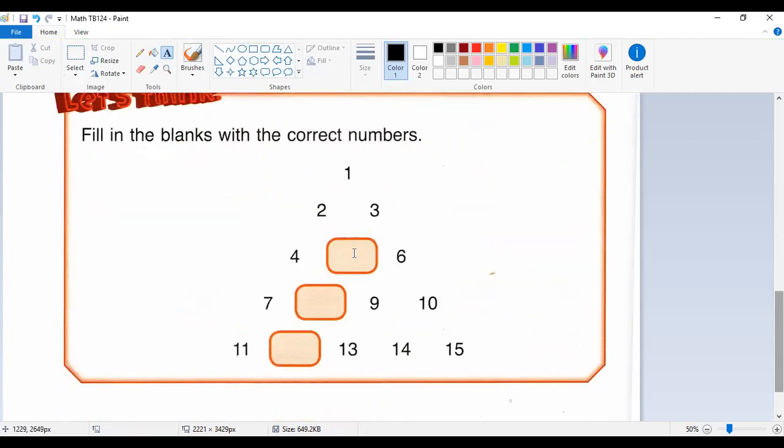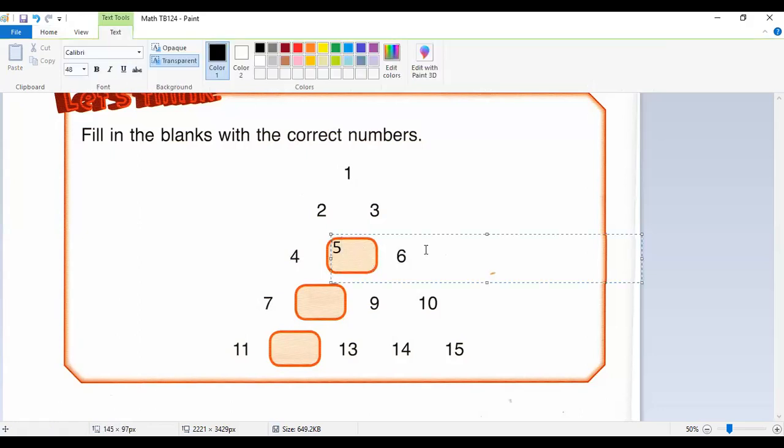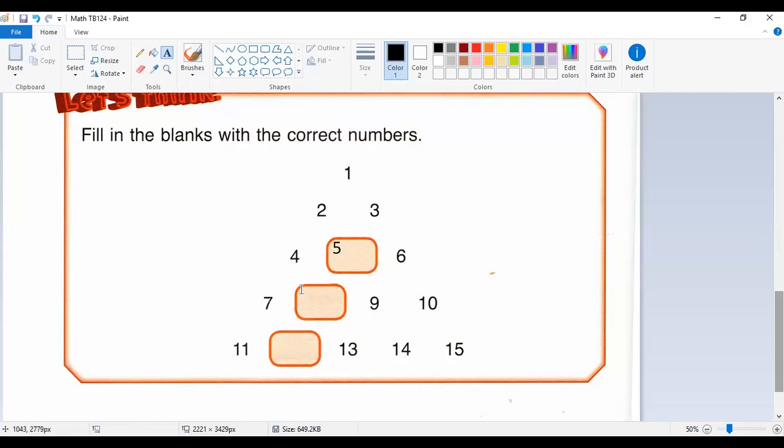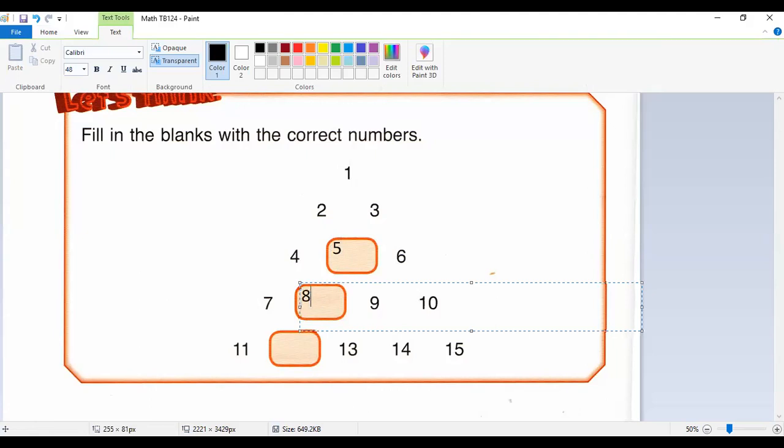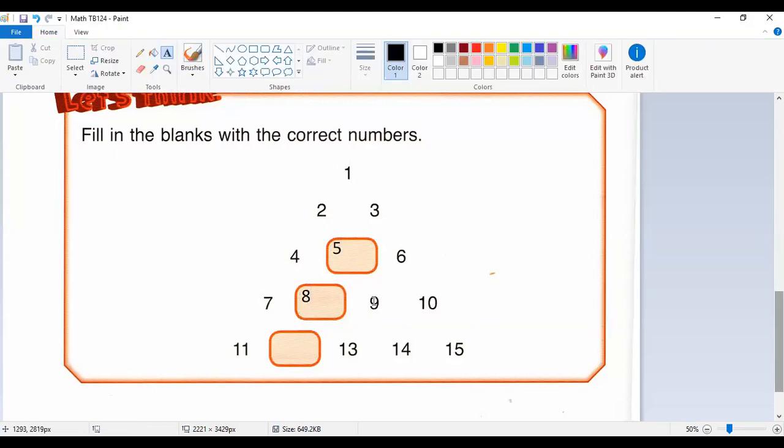Okay, let's finish these off then. Fill in the blanks. We're just counting forward by 1. We're doing plus 1. You say 1 plus 1 is 2. 2 plus 1 is 3. Or just count 1, 2, 3, 4, 5, 6, 7, 8, 9, 10, 11, 12, 13, 14, 15.